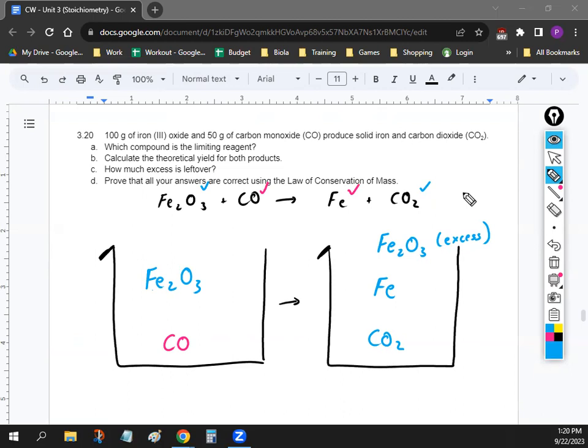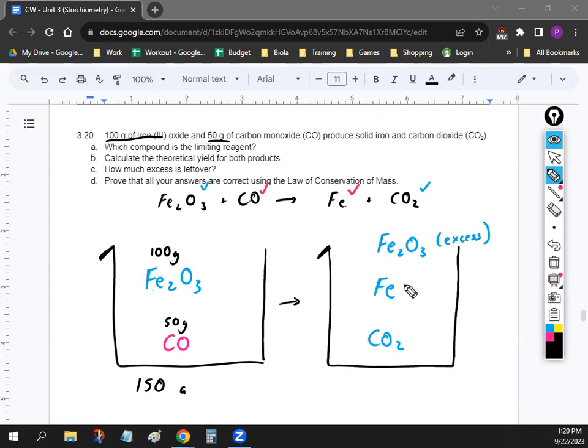Okay, so let's look at our numbers now. Let's go through this. How many grams of iron 3 oxide do we start with? Yeah, it tells us 100 grams right here. So we're going to start with 100 grams. How many grams of carbon monoxide do we start with? 50 grams. So what's the total mass of the reactants? 150. Okay. So far, so good?